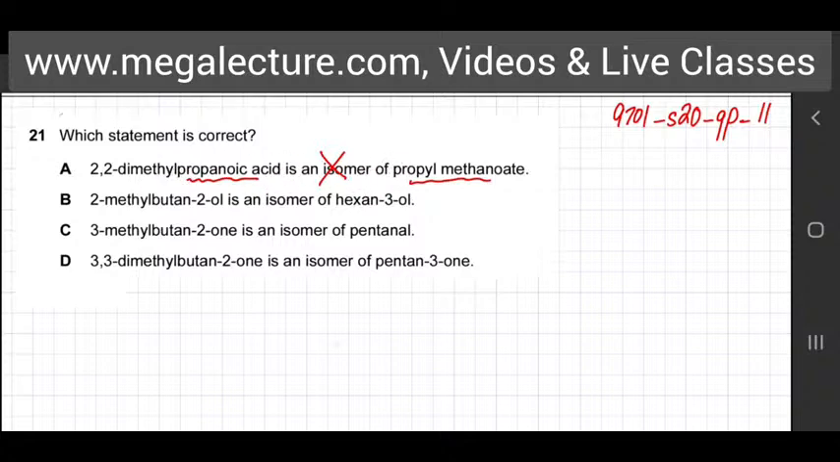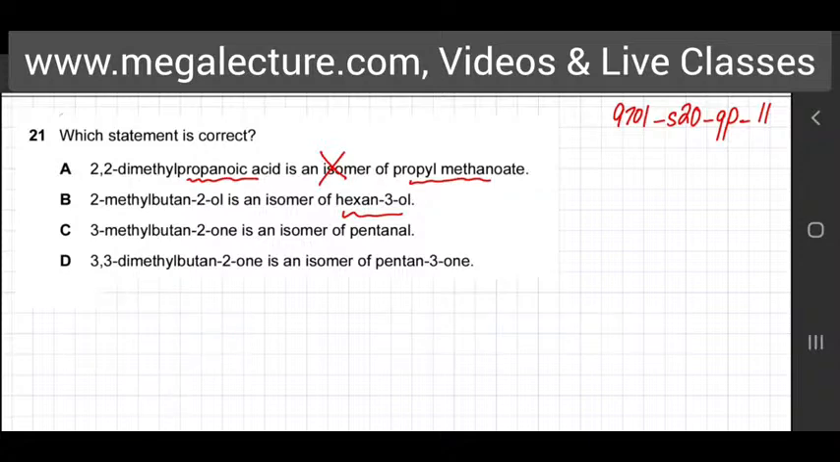But just for practice, I'm going to draw hexan-3-ol, which is going to be 6 carbon atoms. Hex means 6. 3-ol means that on the third carbon there's an OH. Butan-2-ol means 4 carbon atoms. Bute stands for 4 carbon atoms, and 2-ol means there's an OH on the second carbon atom. And on the second one there's a methyl as well, which is 1 carbon atom.